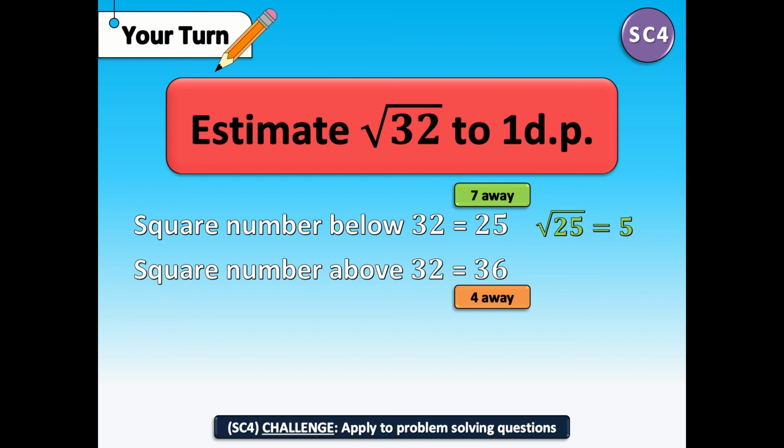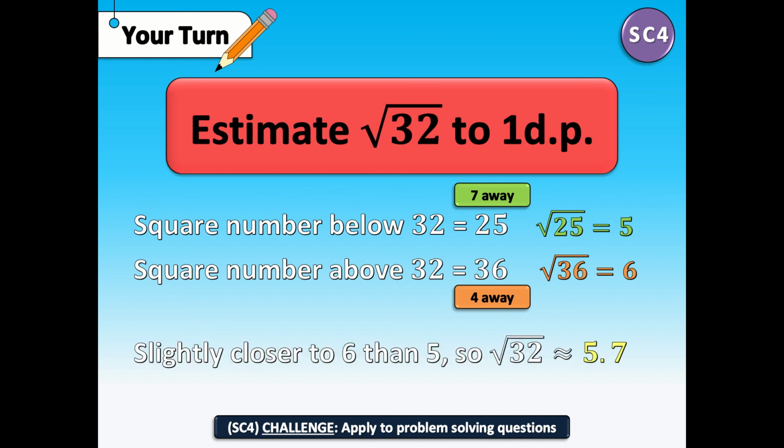The square root of 25 is 5, and the square root of 36 is 6, so our answer's got to be closer to 6 than it is to 5. So I've said it's approximately 5.7, or you could say 5.6.